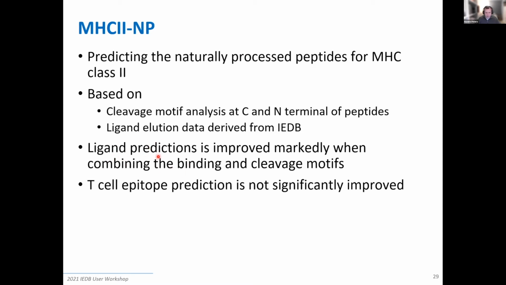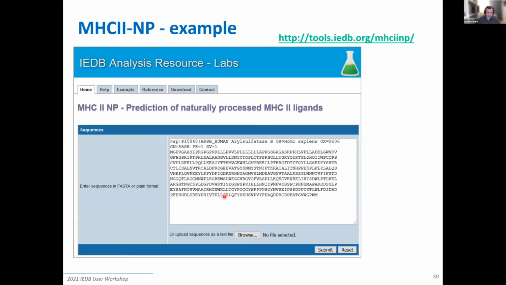And so we can use them to predict much better what ligands can be identified in a natural ligand elution experiment where you're identifying ligands found on the surface of cells presented by MHC class 2. However, what these tools did not do, and this is the reason why we don't brag about them more, is improve T-cell epitope prediction. And this was to some extent a surprise. I'll talk about that a bit later.